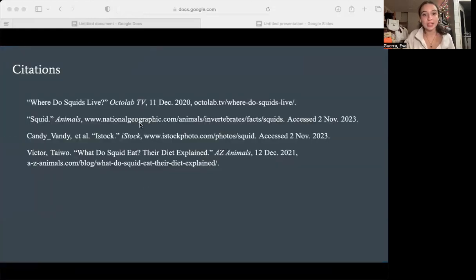So these are the sources that I used. I used mostly free photos off of a free website, and then the rest I used National Geographic.